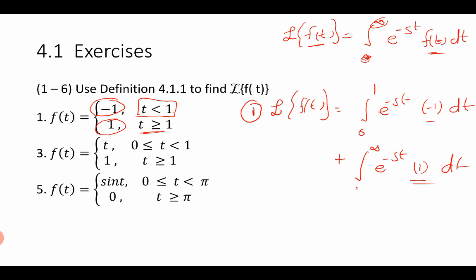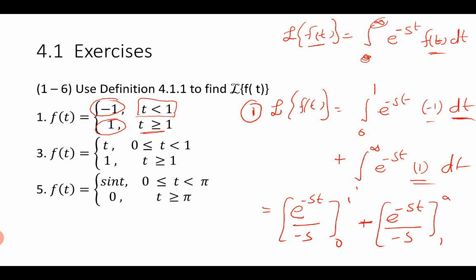Now integrate e raised to minus st. What do you get? You have seen integrations of different functions in calculus 1, 2 and 3. So we will integrate e raised to minus st with respect to the variable t, so the constant is s, so negative s in the denominator, and the limit will be 0 to 1. Second part, again e raised to minus st on the numerator divided by minus s from 1 to infinity.